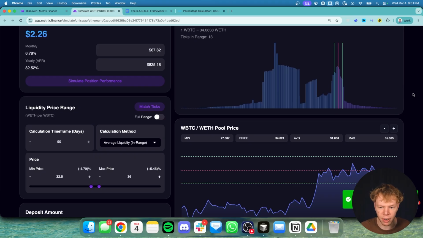Now I just did a speed run of selecting ranges, but obviously you need to dive a little bit deeper into selecting these ranges, be a little bit more intentional, look at a little bit more data, but hopefully this provides a good and solid framework for selecting ranges in your future concentrated liquidity positions.